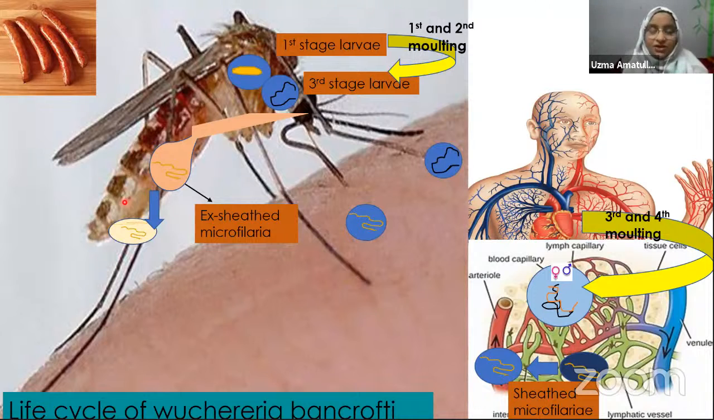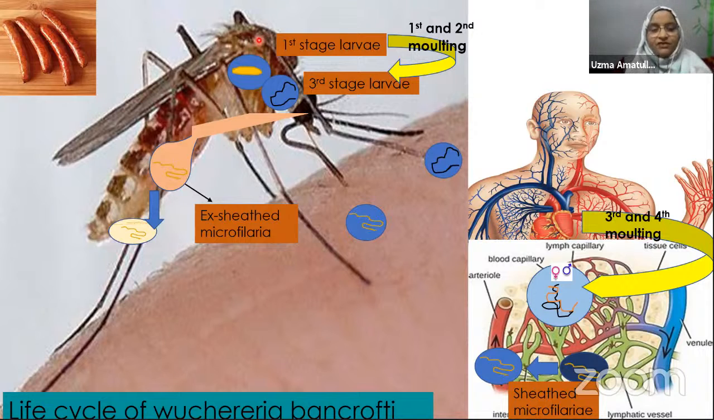But the insects have an open type of circulatory system. Open means the body cavity is filled with blood. It does not have any blood vessels to carry the blood. So here, in this haemocoel, this microfilaria, that is ex-sheathed microfilaria, will enter. Now along with that blood, it will reach the thoracic muscles.